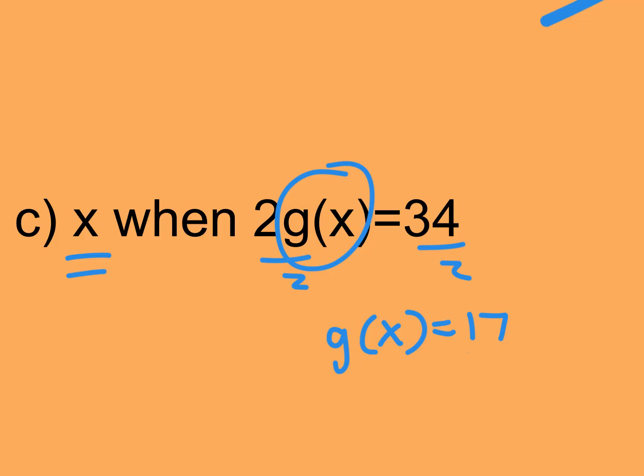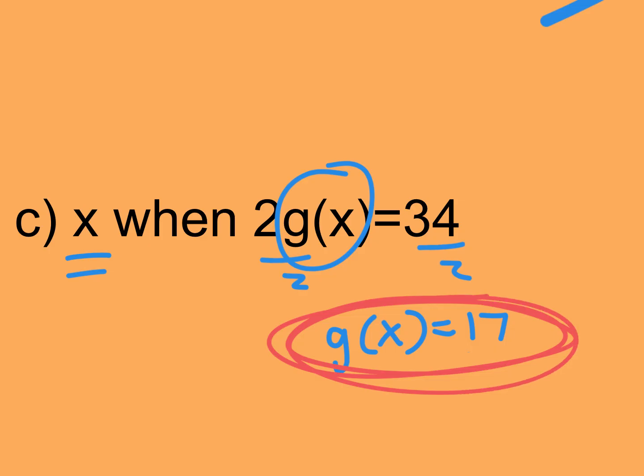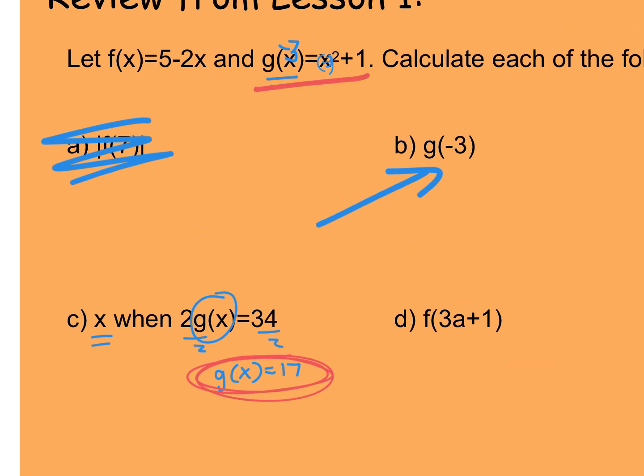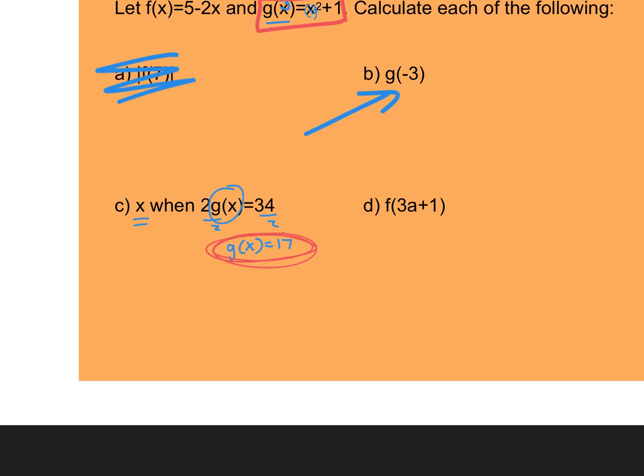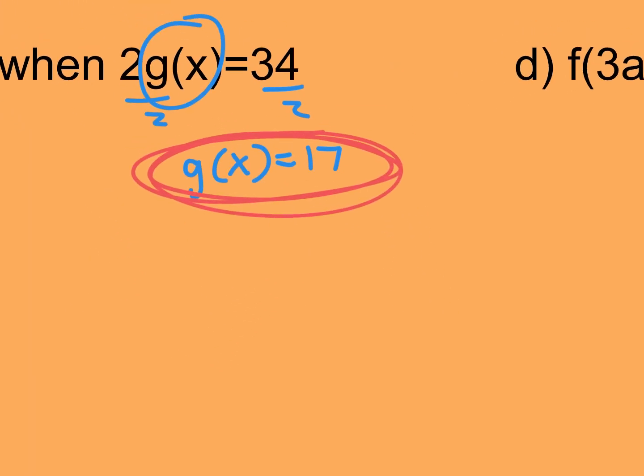So they must have told me something else about g of x besides that it's 17. I know that now. Well, there it is. G of x is actually x squared plus 1. I'm going to write them right next to each other. G of x is x squared plus 1. I know two things about it.